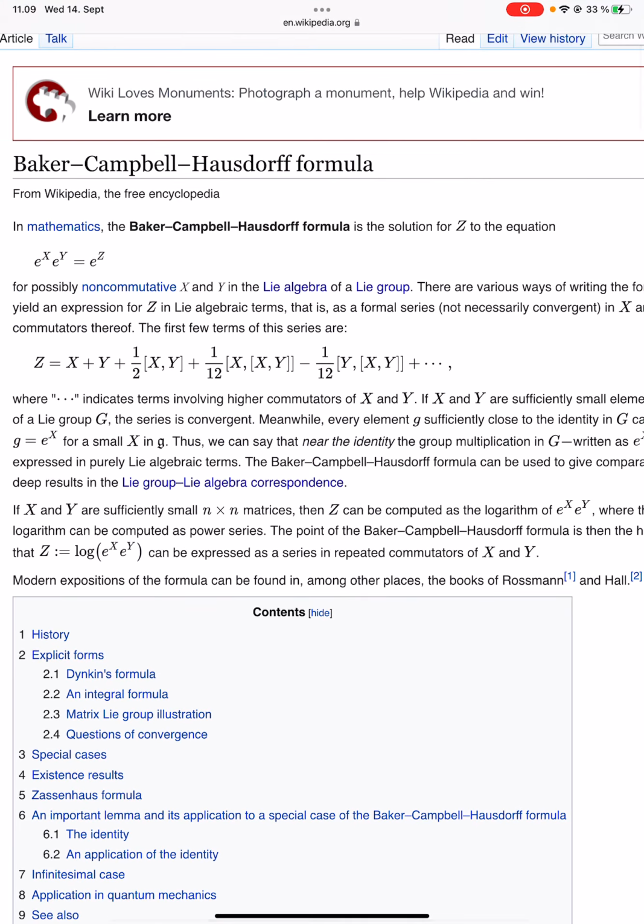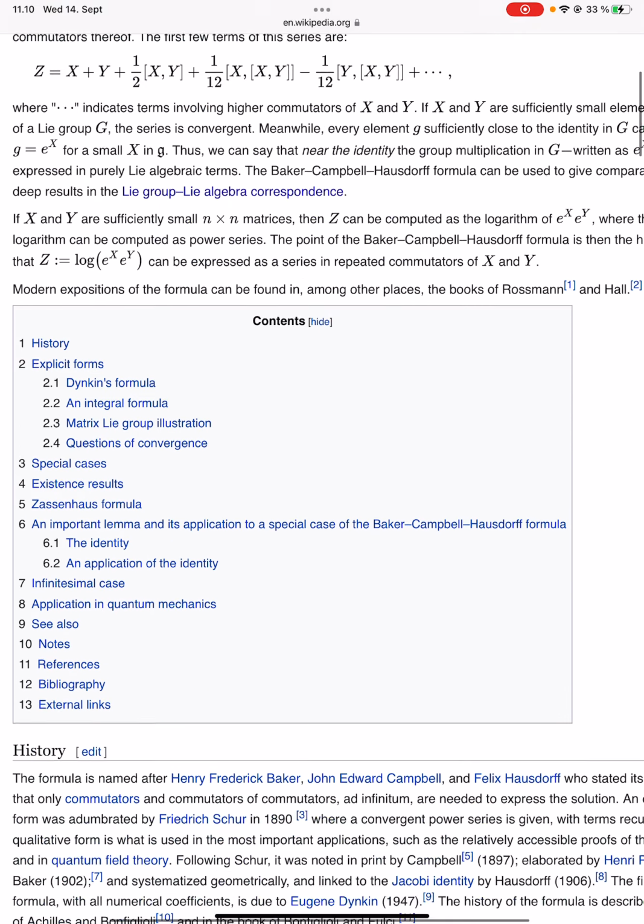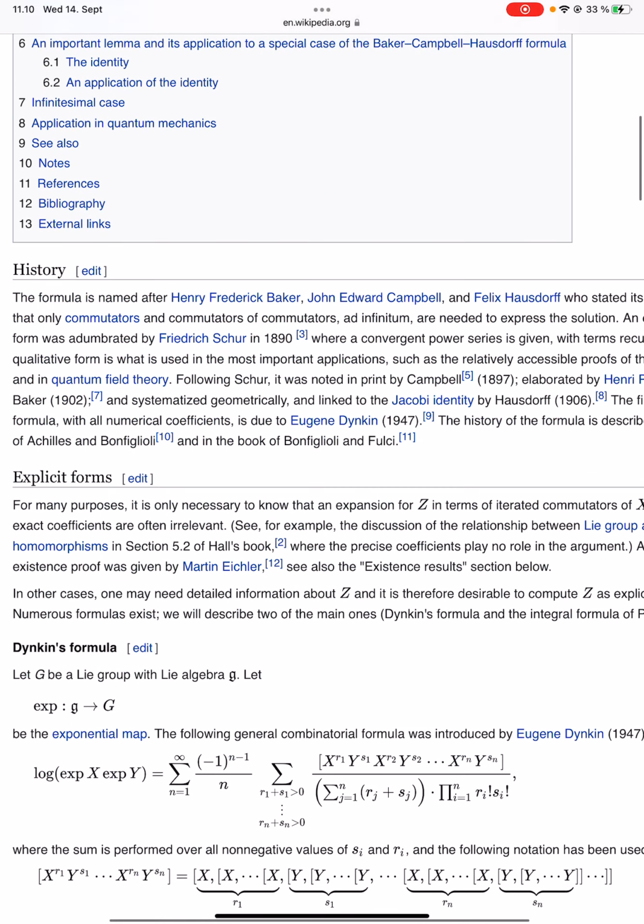So what I explained is written here in the first formula, e to X, e to Y equals e to Z. Then this formula says that your Z will be this infinite summation. Of course, part of the claim is that this infinite summation converges to some vector. And then you identify Z in terms of just X and Y and their brackets. And it's not even clear from just these terms how you would construct the fifth and sixth terms. But of course, there's the more explicit formula down here, as you can see.